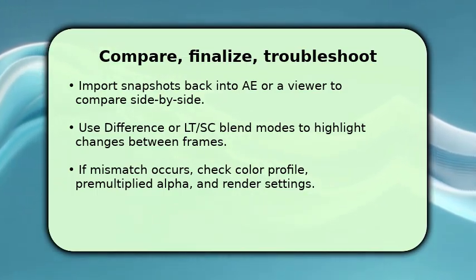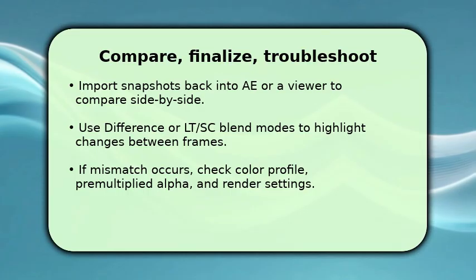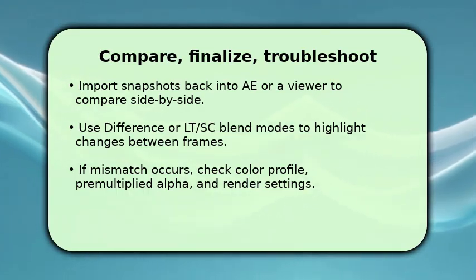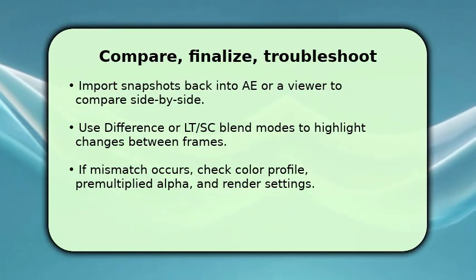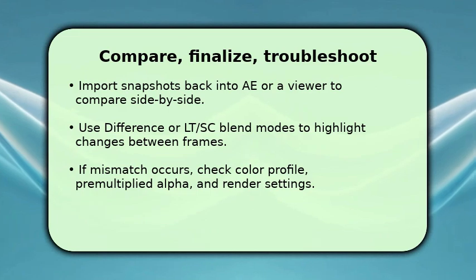If the snapshot looks off, make sure color profiles match across apps, verify premultiplied versus straight alpha handling, and recheck render settings. If you still see issues, rerun with full resolution and inspect motion blur or effects order. Those often cause unexpected differences.